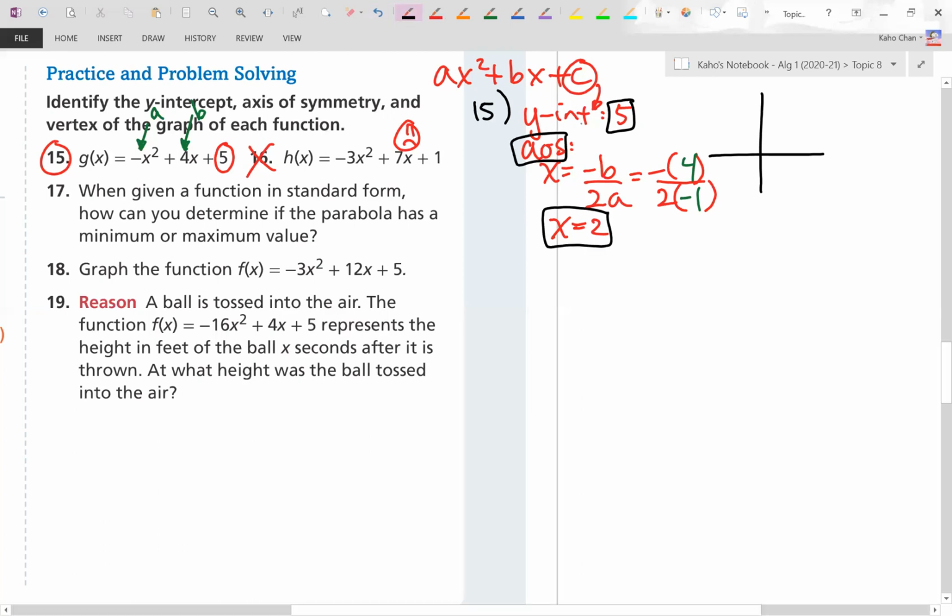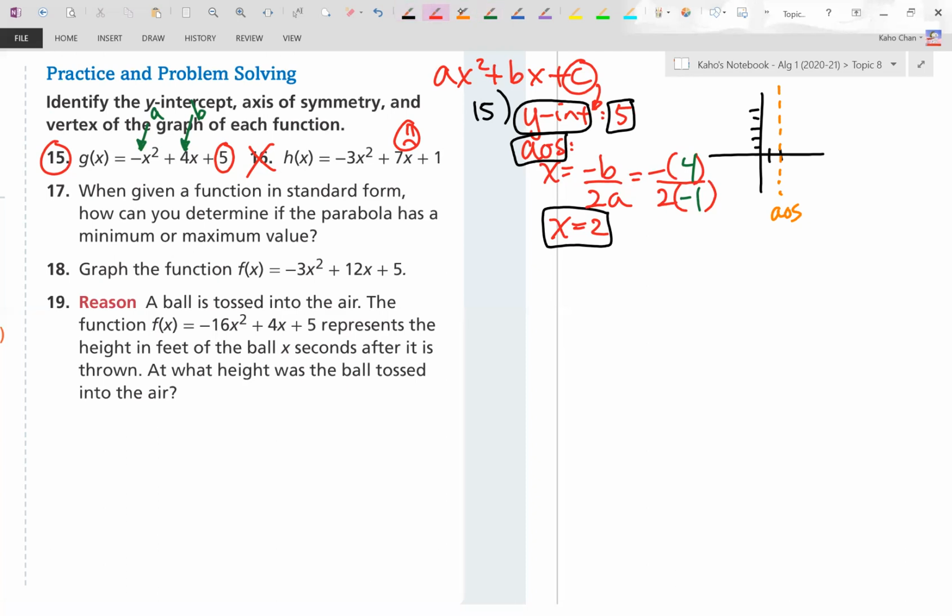Okay. So go to 2 on the graph and put a vertical line through there. That's your AOS. And my y-intercept is 5. Got to graph that. 1, 2, 3, 4, 5. Put a dot there.